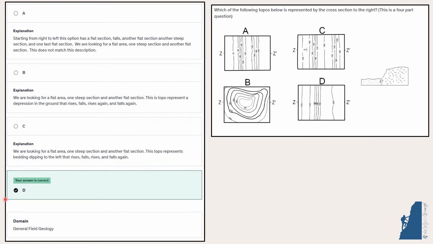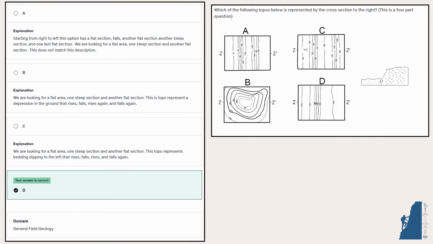So this is what you would see on the test. D is correct. We're given a domain, general field geology. All my questions are broken down by domain, so you can see if you're strong or weak in a specific domain. There's a summary at the end of the exam that will break it down by domain, what you got right and what you got wrong, so you can target your studying. And then there's an explanation for each of these other choices about why it's wrong.